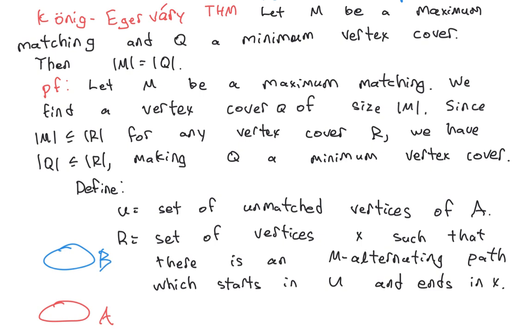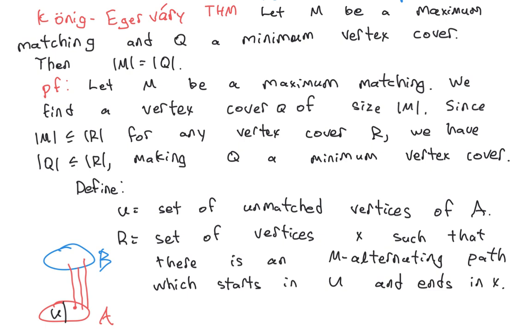Inside of A, we're going to create a set called U, and U are going to be the unmatched vertices of A. So the matching might miss some vertices in A, and that's U. That means everything else outside of U has to be matched to something in B. And unintuitively, for B, we're not going to take the matched endpoint as the set we're interested in.